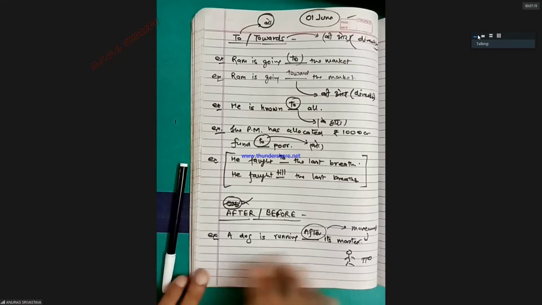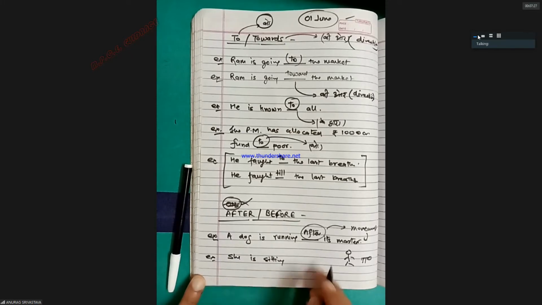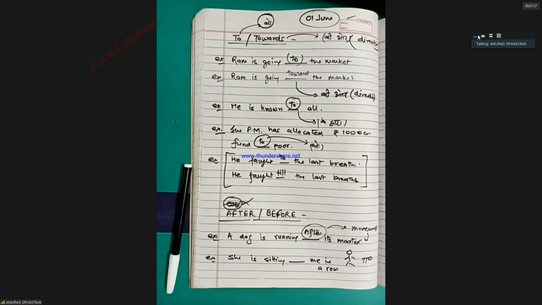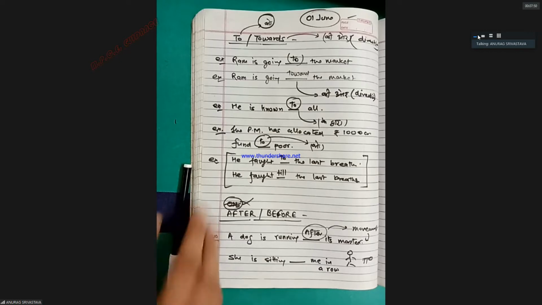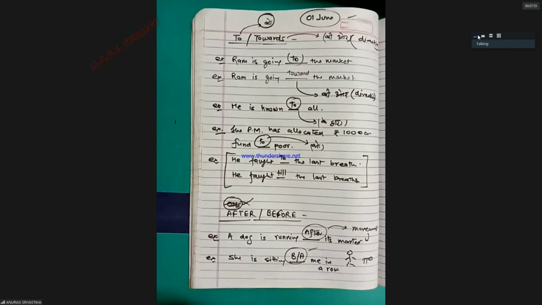Another example: she is sitting dash me in a row. Then you can place either after or before. She is sitting before me in a row. She is sitting after me in a row. It gives you the sense of position where she is sitting. Here you can fill both after and before.